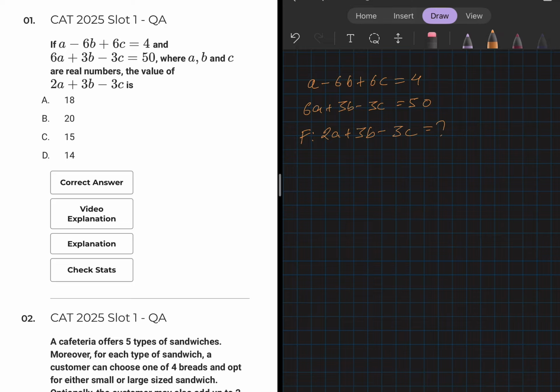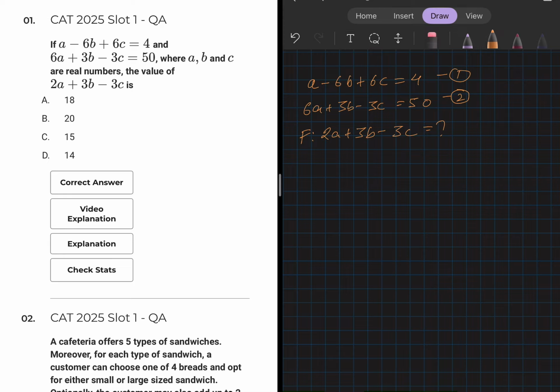Now, normally we know that if we have three variables, we need three equations to solve it. That is how you solve. That's the process. But in this case, we only have two equations, but we have three variables. So how do we go about this? The strategy here is that we have to turn the three variables into two variables somehow. And if you look at this, it's actually quite simple.